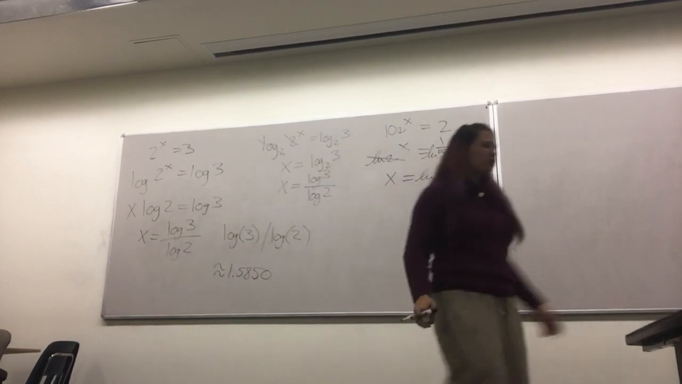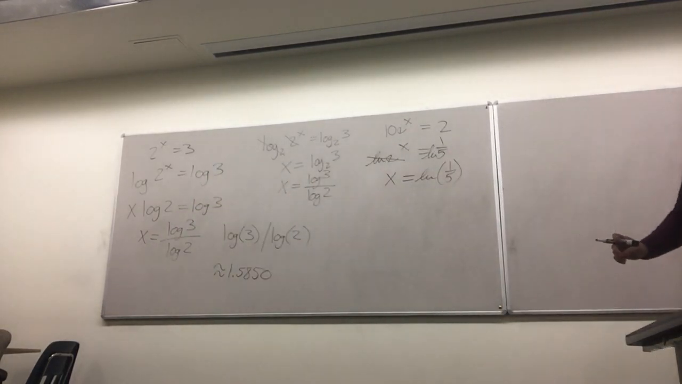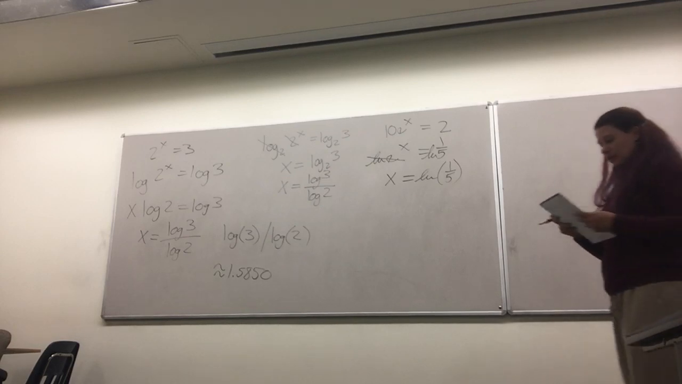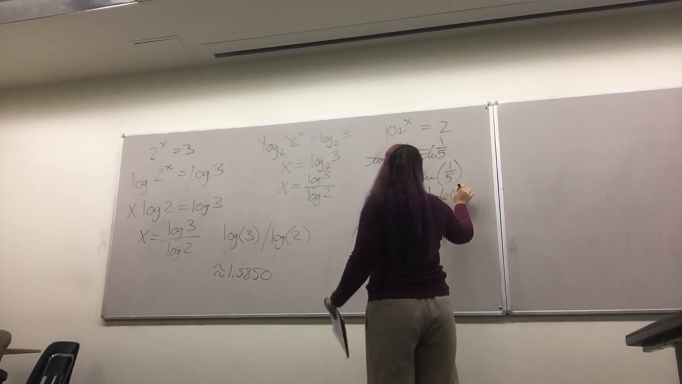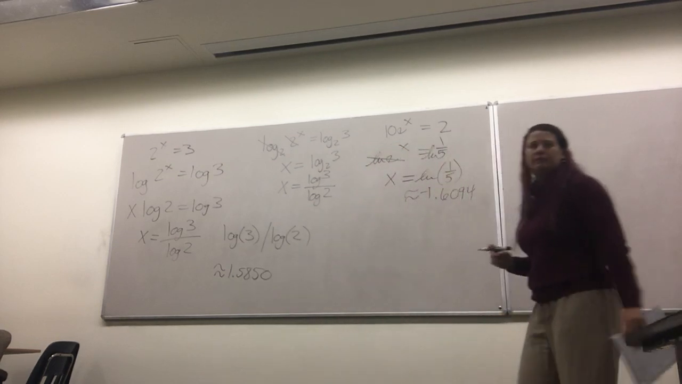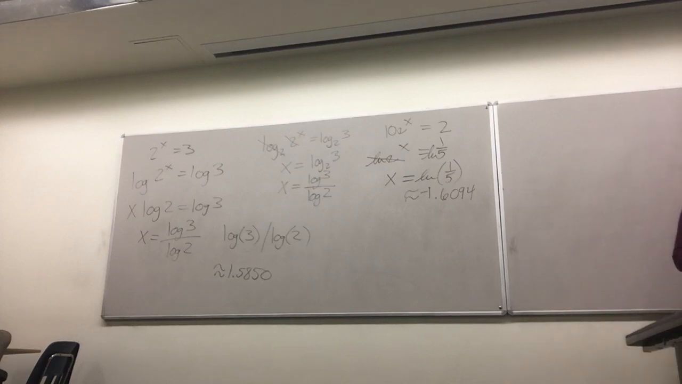Okay? It should be on the same button as the exponential. And that is approximately equal to negative 1.6094. Okay? These are not too many steps, but you just kind of have to remember what to do with them.